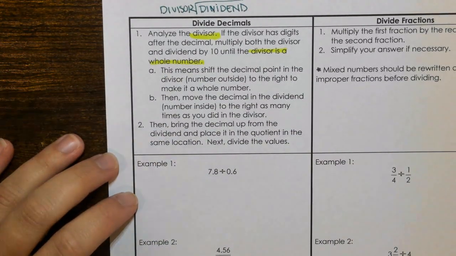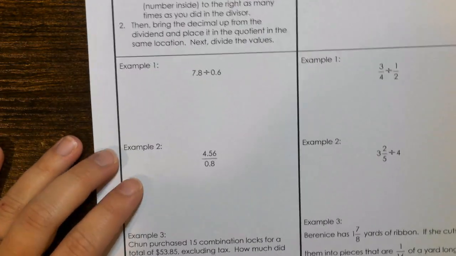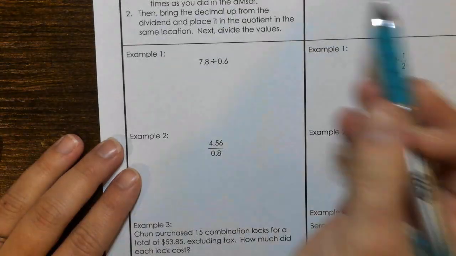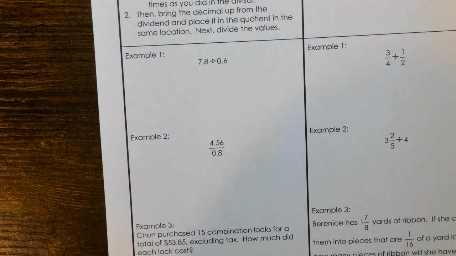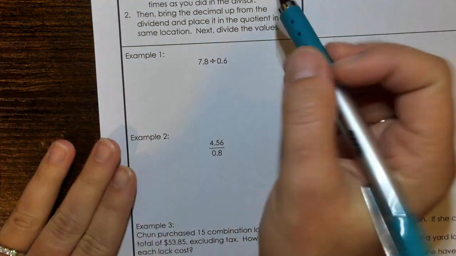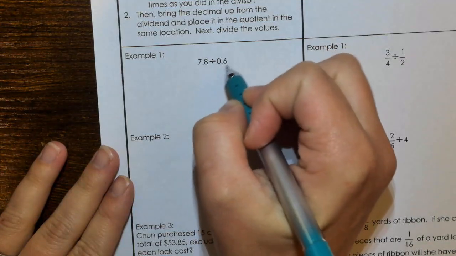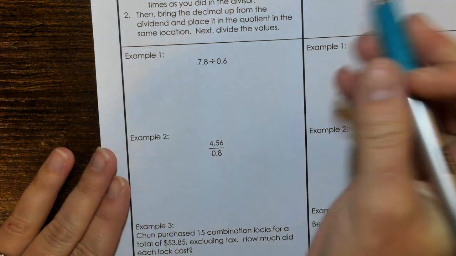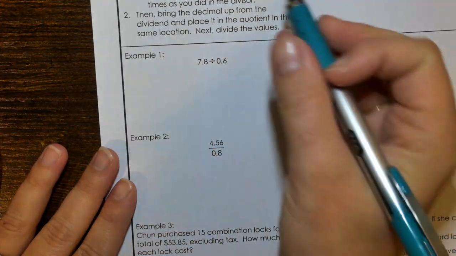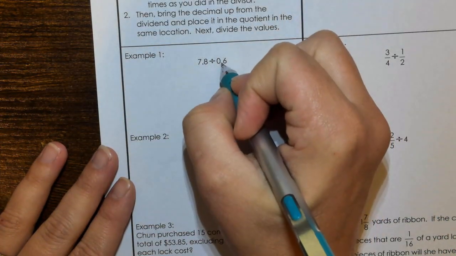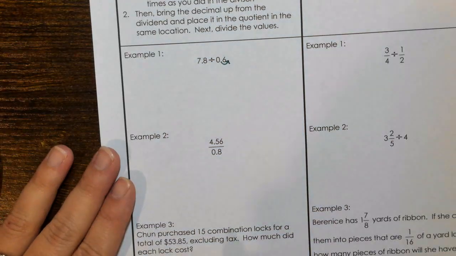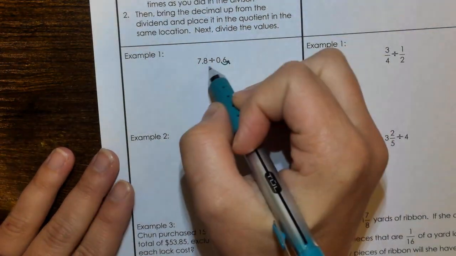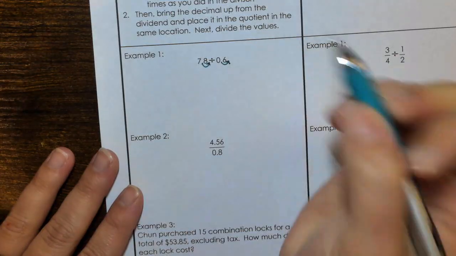So the first example says 7.8 divided by 0.6. So we're going to put this in our division house. Because what I'm dividing by, 0.6, has a decimal in it, I have to create a whole number. So when I multiply by 10, it's going to move my decimal one space to the right. So I also have to do that in my dividend. Move it one space to the right.